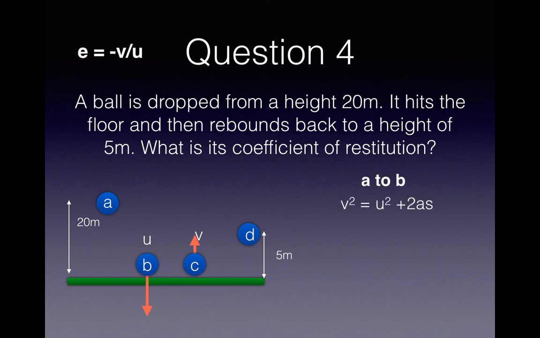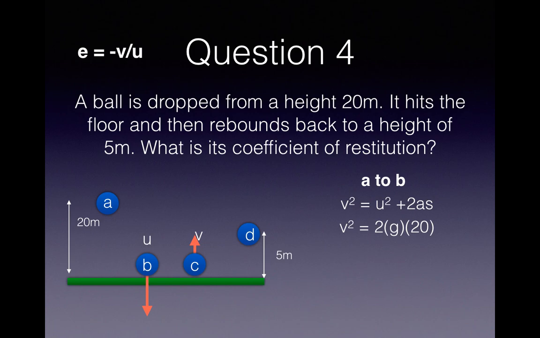I look from A to B. So a couple of things. From A to B, it falls from rest, so u is equal to 0. That means the velocity as it hits the ground, the velocity at B squared, will be equal to 2 by g by the height, which is 20, through which it's dropped. Now, I have v then is equal to the square root of that. So if I'm looking for the coefficient of restitution, I have one of those values. Now I need to get the second one. And the second one is the rebound velocity.